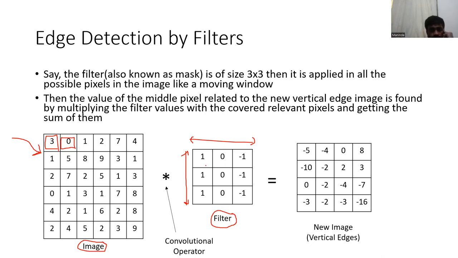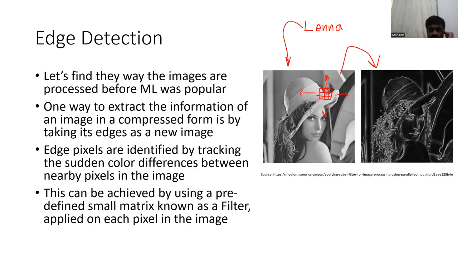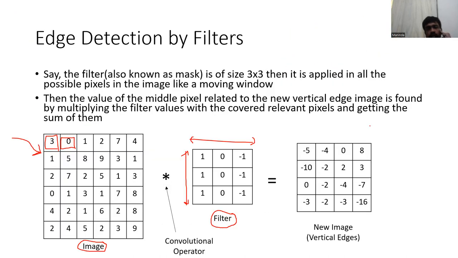What we are going to do is find the vertical edges. Not all the possible edges, because that is not possible at once. With this filter, we are going to find vertical edges. Vertical means this side. So we are going to apply this filter.